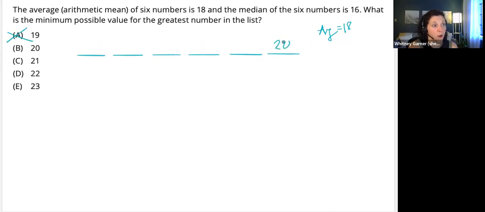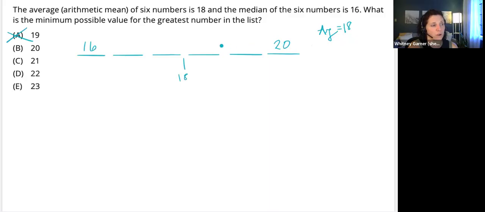If I were to try 20, I could try and do the same thing. I need my average to be 18. So for every 20, I'd need a 16 on the other side to put 18 in the middle. But I need my actual median to be 16. Like I need my median to be 16.